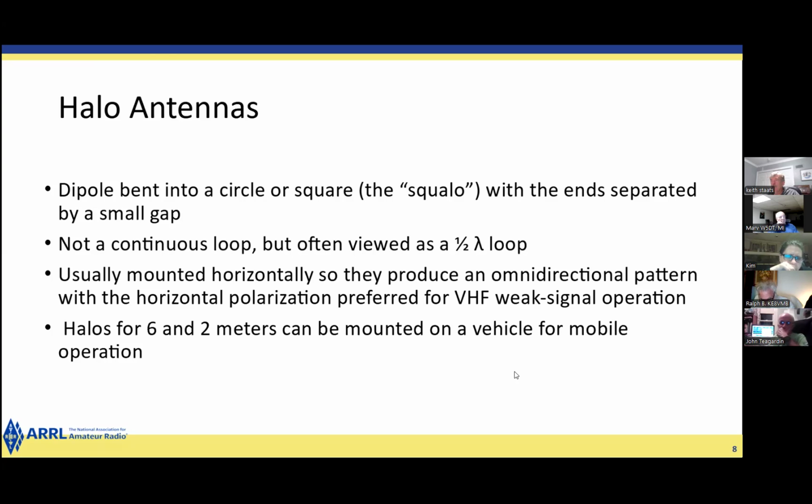Now you could mount it on a car for mobile operation for 2 meters. I've never seen one used that way, but I guess it could be done. Back in the 50s, I hear they did a lot before repeaters. Is that right? Yeah, I saw one once that had come off a car for 6 meters.